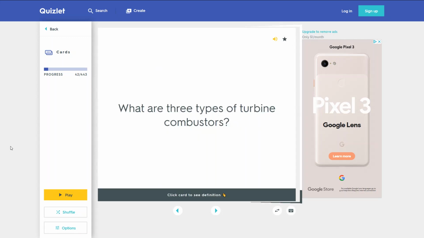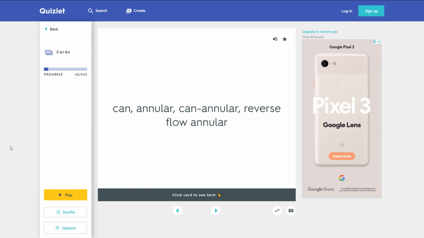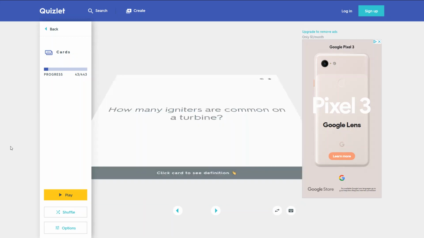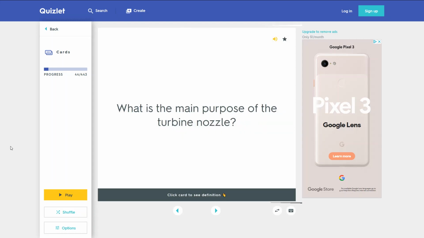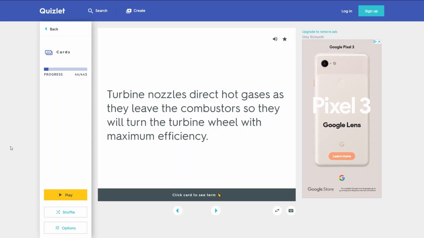What are 3 types of turbine combustors? Annular, cannular, reverse flow annular. How many igniters are common on a turbine? 2. What is the main purpose of the turbine nozzle? Turbine nozzles direct hot gases as they leave the combustor so they will turn the turbine wheel with maximum efficiency.